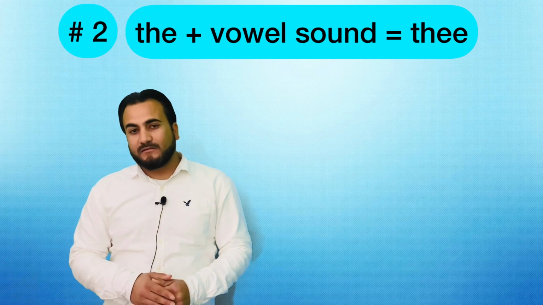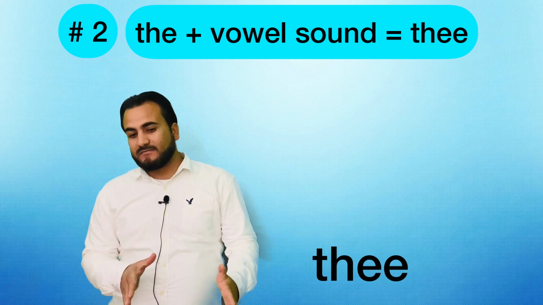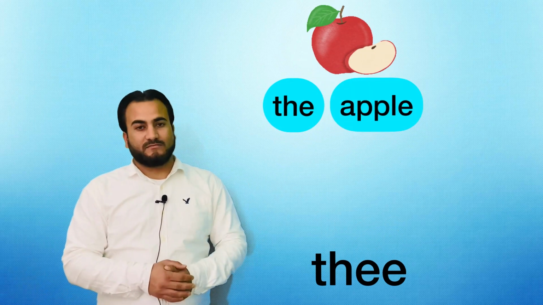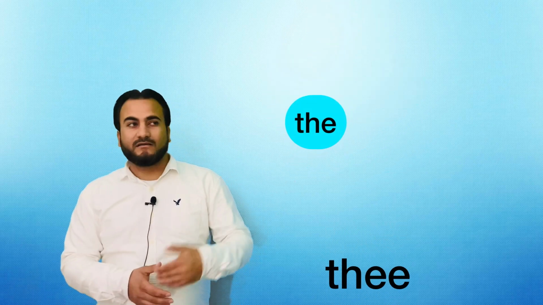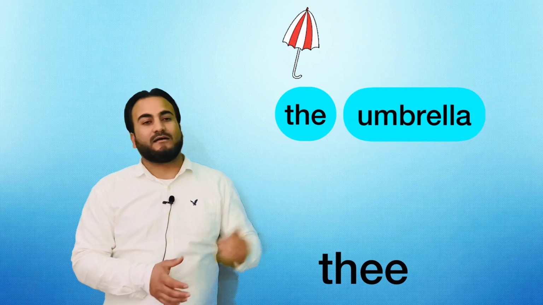Okay, very nice. Okay, now when the comes before a vowel sound, we pronounce it as a long the. So this is the second rule. Okay, very nice. For example, we say the apple, the egg, the ice cream, the orange, the umbrella. Okay, very nice.